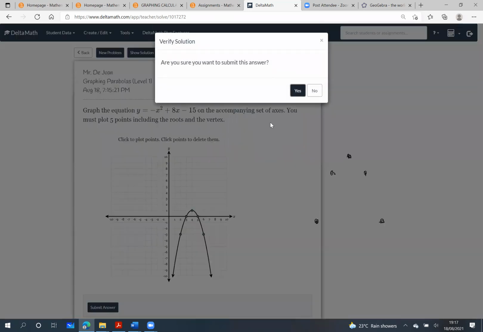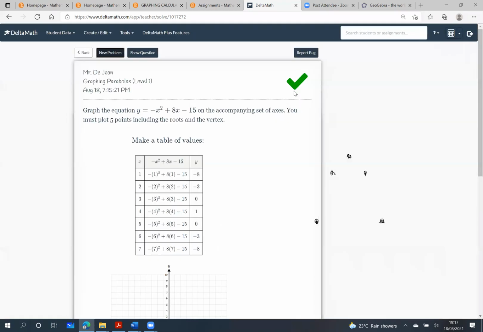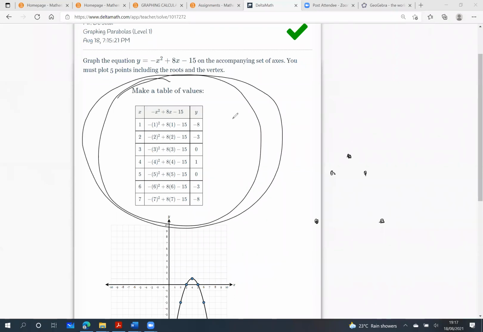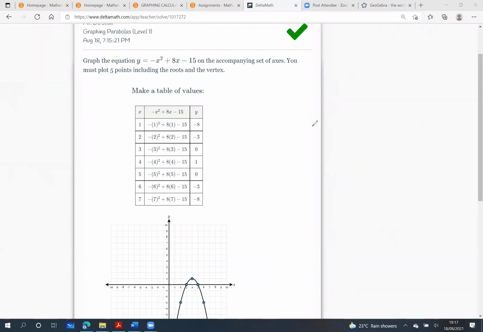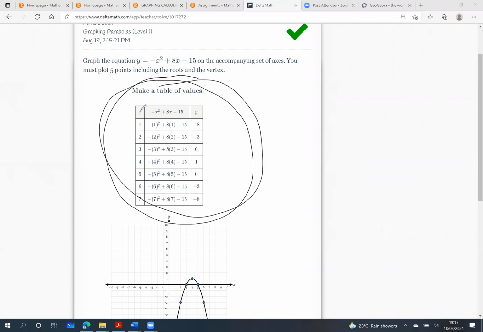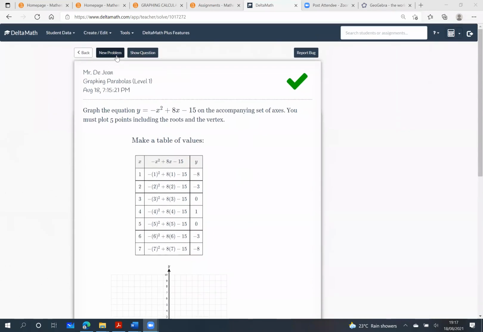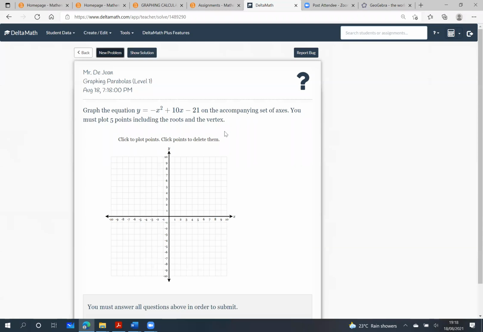You're allowed to use the graphing calculator. I'm okay with that. But as you can see, you will need to do this for the midterm. I'm okay if you want to use the graphing calculator, but you will need to know how to do the table for the midterm, as we've been doing in class. Let's look at one more question.